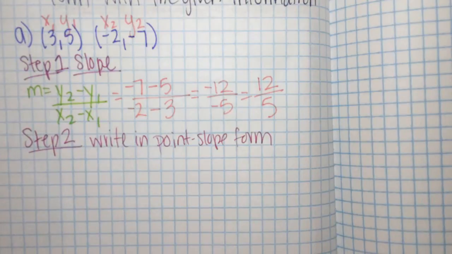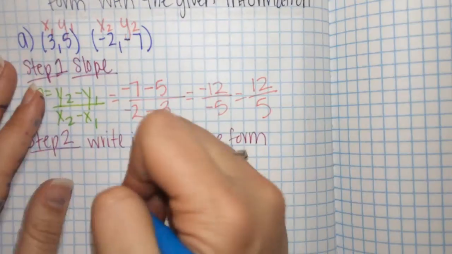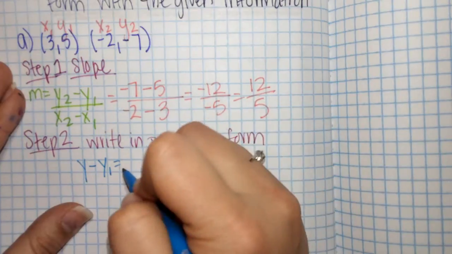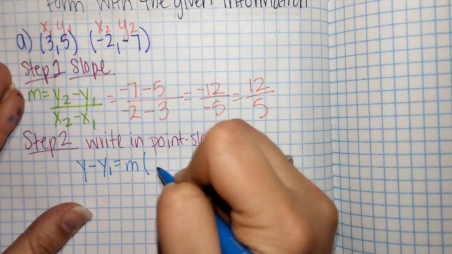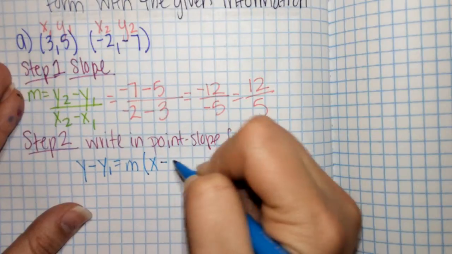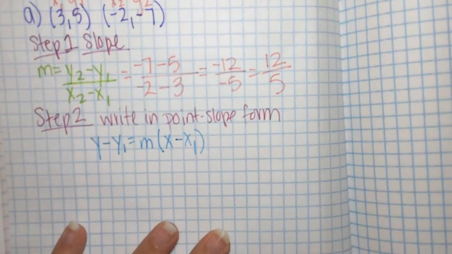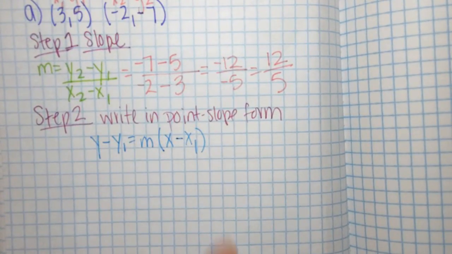Who can tell me by raising their hand what point slope form is? Nick, tell me what point slope form is. It's on the front of your foldable. He wasn't here for 2 days. Y minus y1 equals m times x minus x1. Take a point. Fantastic. Alright, so y minus y1 equals m times x minus x1.